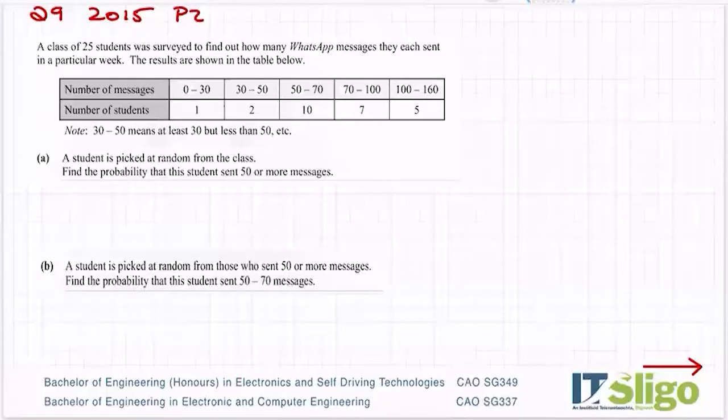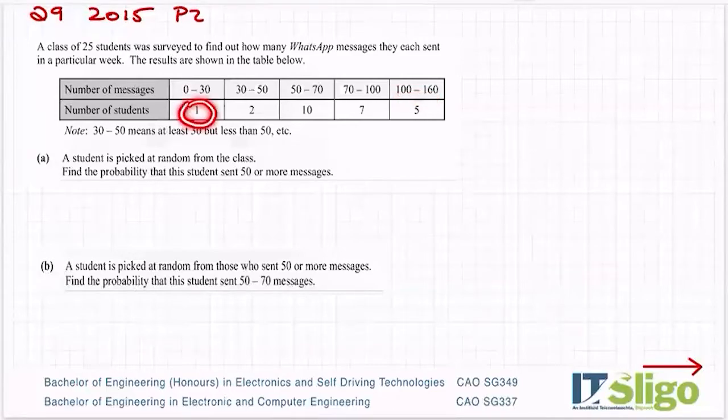Right, question 9, the 2015 paper on stats. So a class of 25 students was surveyed to find out how many WhatsApp messages they each sent in a particular week. The results are shown in the table below, and this is what's called a frequency table. So the number of messages sent were 0 to 30, or 30 to 50, or 50 to 70, or 70 to 100, or 100 to 160 messages per week.